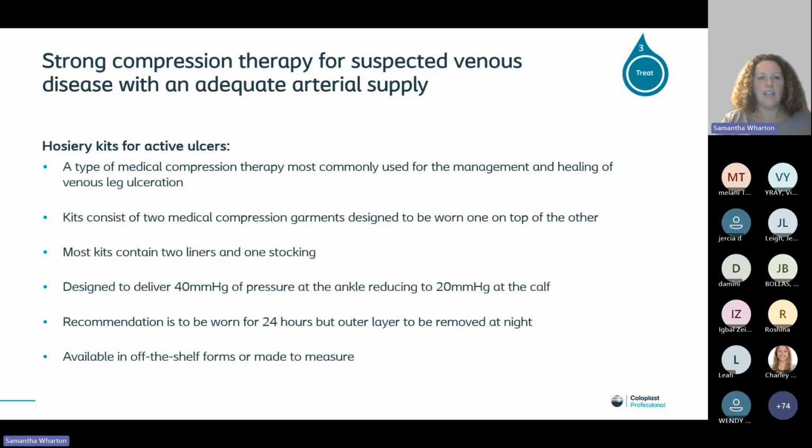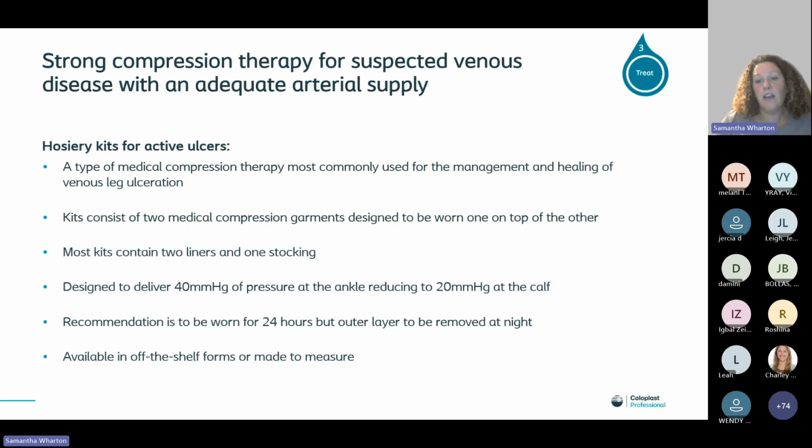So they usually contain 2 liners and 1 stocking, although I think there's a lot more out on the market that's actually just 2 stockings. So 1 stocking that's the reduced 20 millimeters of mercury, and then the second stocking that takes it up to that strong compression. So it's designed to deliver that 40 millimeters of mercury of pressure at the ankle, reducing to 20 millimeters of mercury at the calf. Recommendation is, while there's an active ulcer, to be worn for 24 hours.